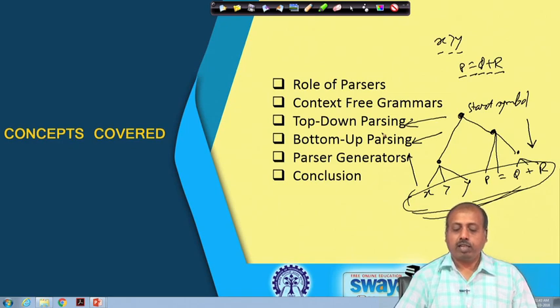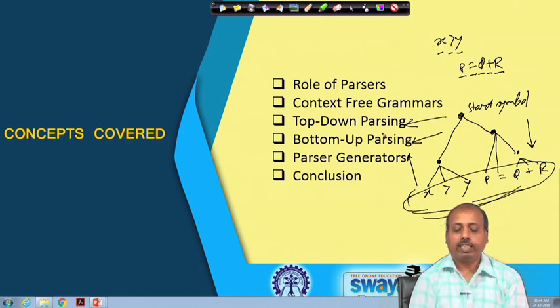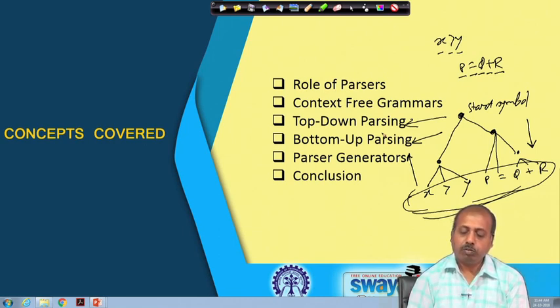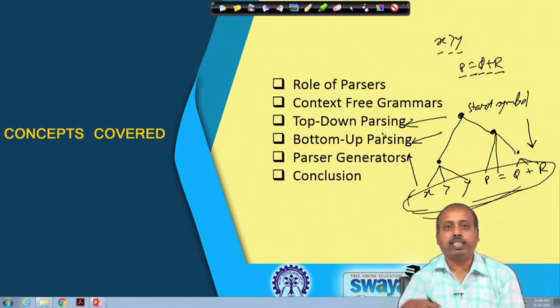So, we will be looking into both top down and bottom up parsing strategies, because bottom up parsing is costly. Constructing the parser is difficult, and it takes more time. For many simple grammars, we can very easily construct the parser using the top down parsing technique. We will look into some examples from both categories. Then we will be looking into some parser generators.